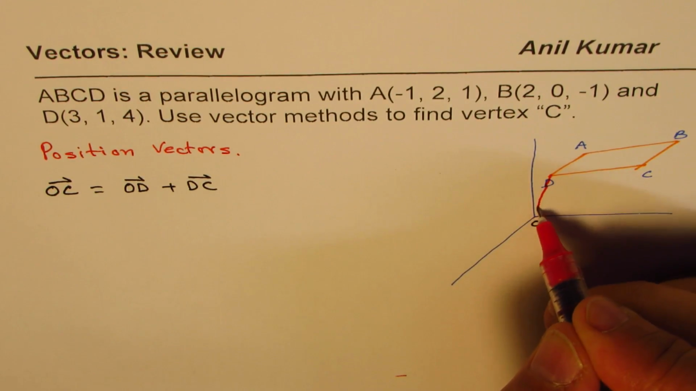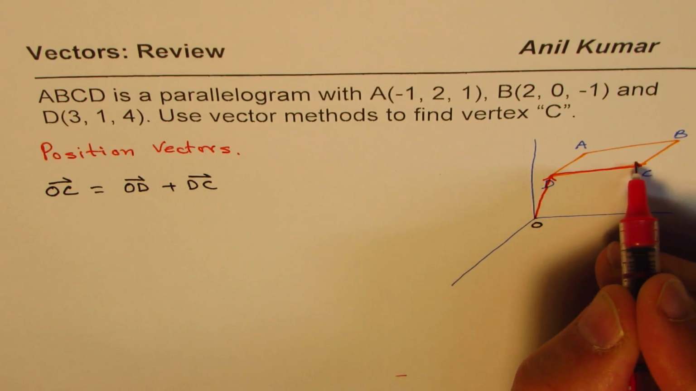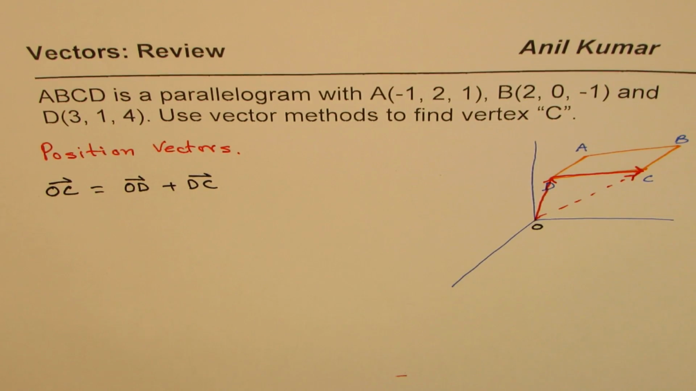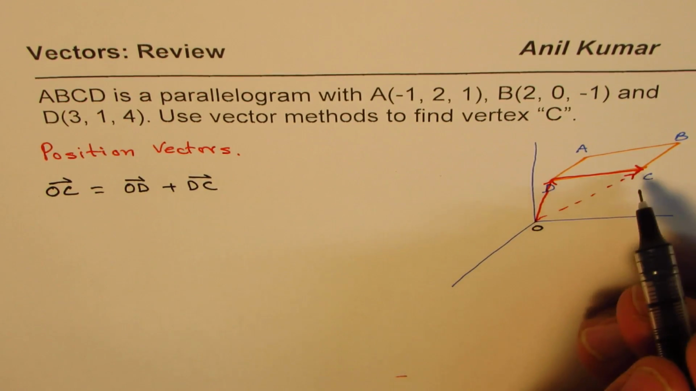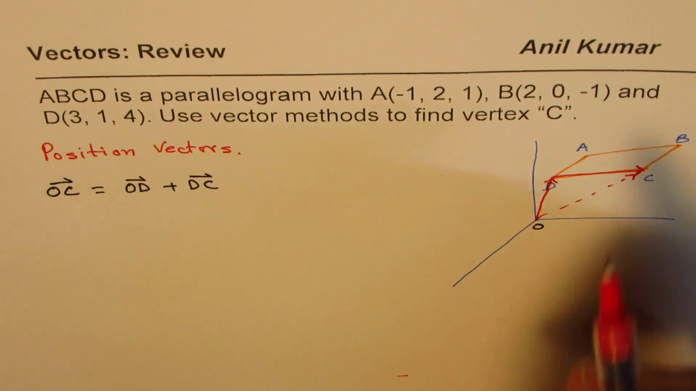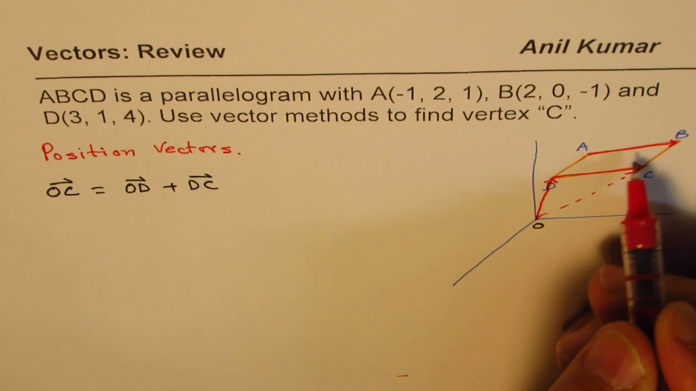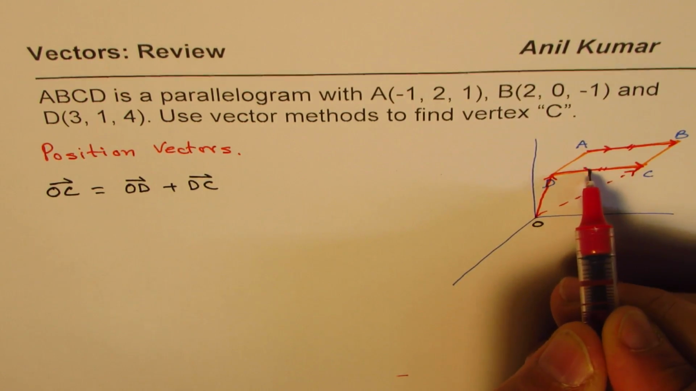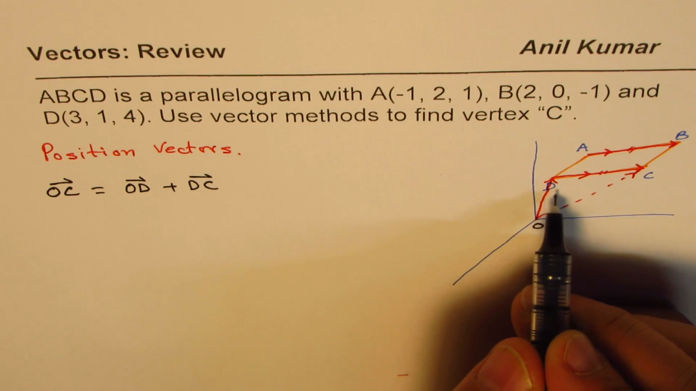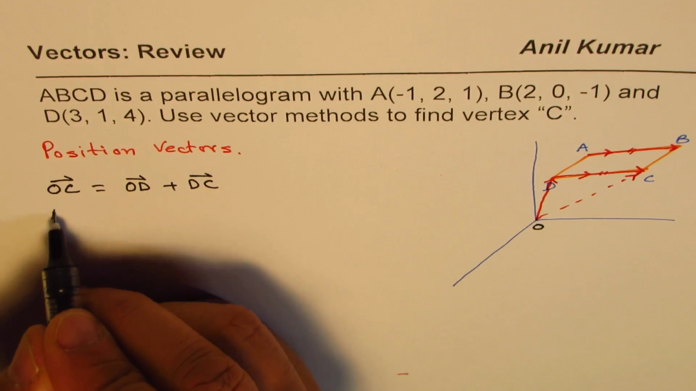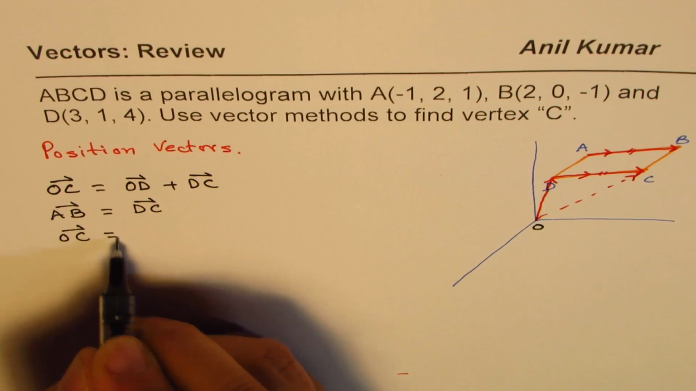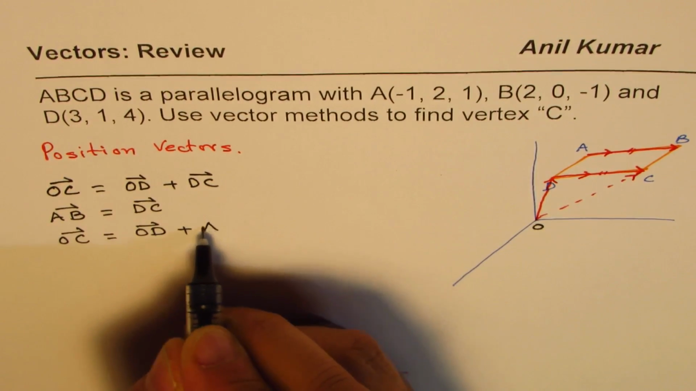From O, we can go to D, and then DC. That is OC. Do you see that? That is OC, correct? So OC is the sum of vectors OD and DC. We need to find C, so we don't know what DC is. But here we have AB, which is parallel. It's a parallelogram, and same magnitude. So it's parallel and same magnitude. So what we know is that AB is equal to DC. So since AB is equal to DC, we can write OC as equal to OD plus AB.